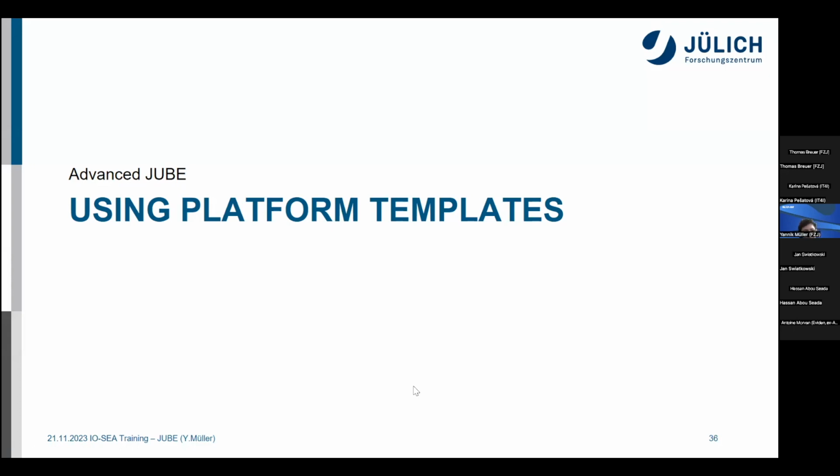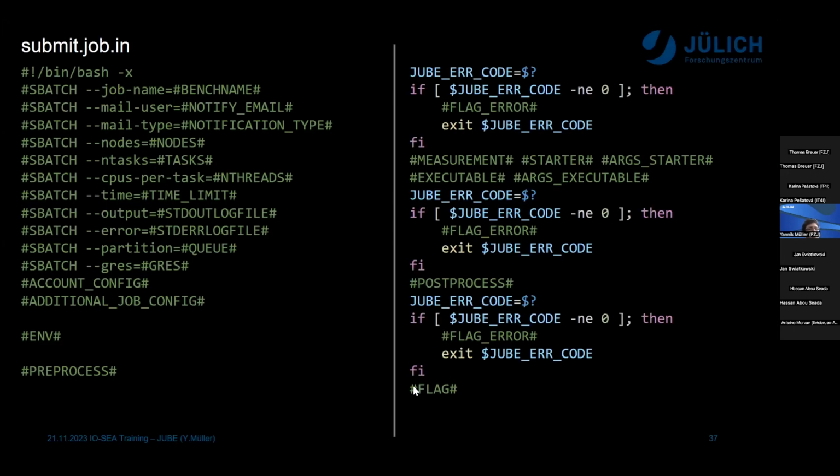Okay, the next topic is the platform templates. Basically, I've just copied the whole content, how it's currently on the platform templates in here. So this is again the Slurm version, and if anybody is on a different system, then you can check your version manually in the Slurm in the JUBE folder in the source code.